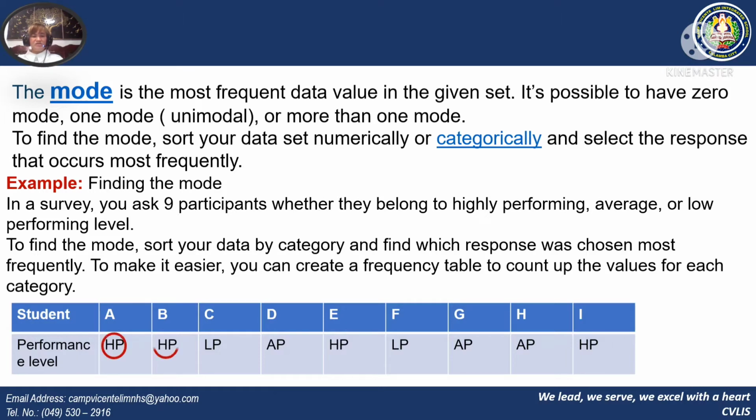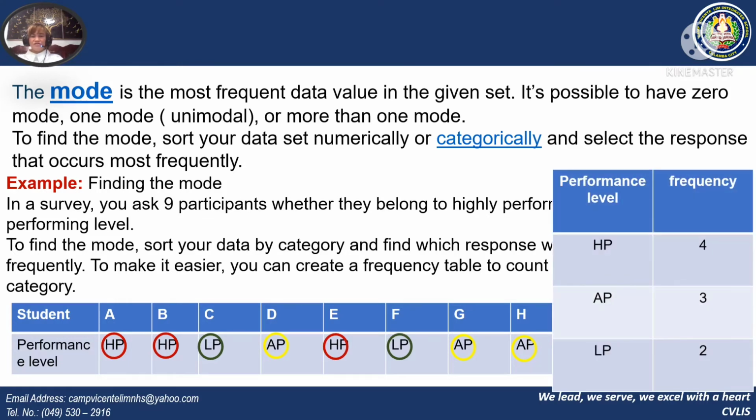Based on the observation, students A, B, E, and I are under high performing level, while students D, G, and H belong to average performing level. And for the low performing level, we have students C and F. Using another table that comprises the performance level and frequency, HP has 4 frequency, AP has 3, and LP has 2 frequency. And obviously, high performing level is our mode since it has 4 frequency.